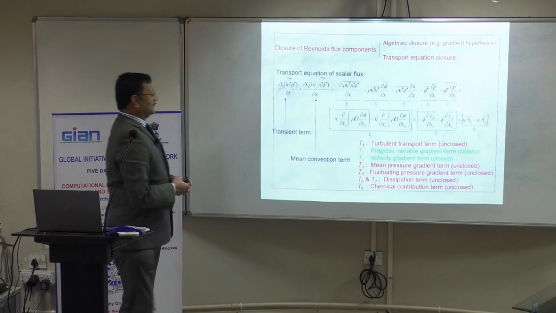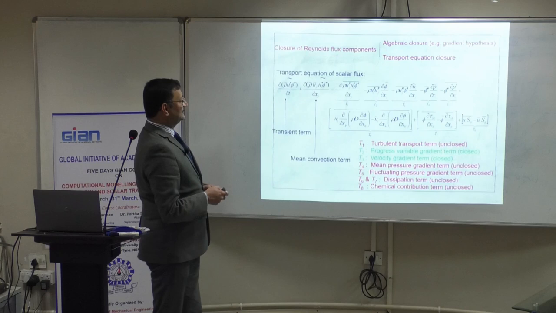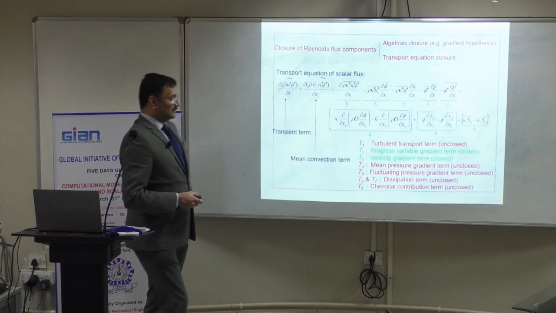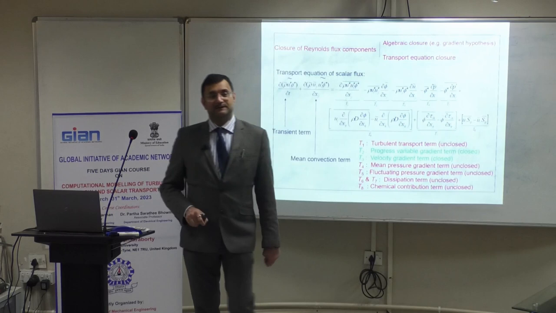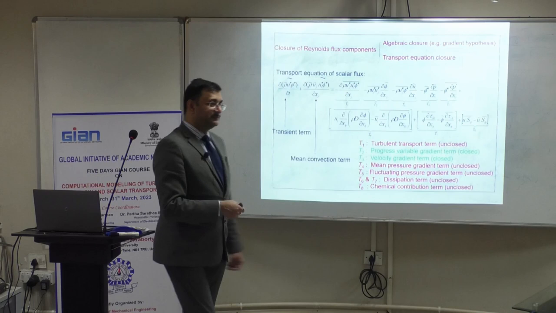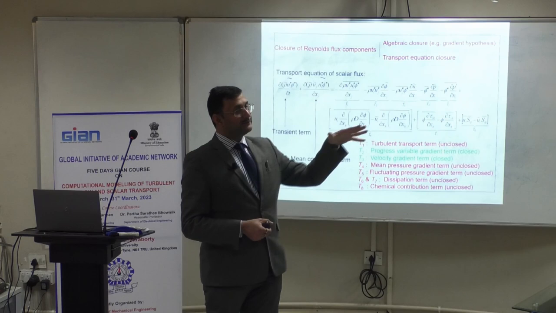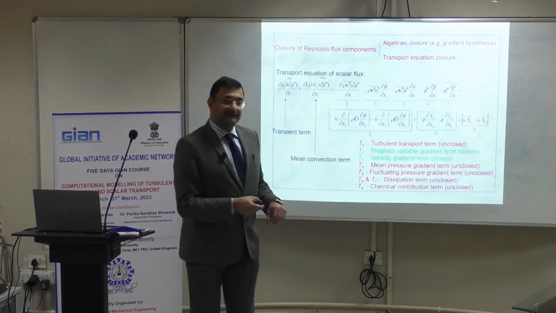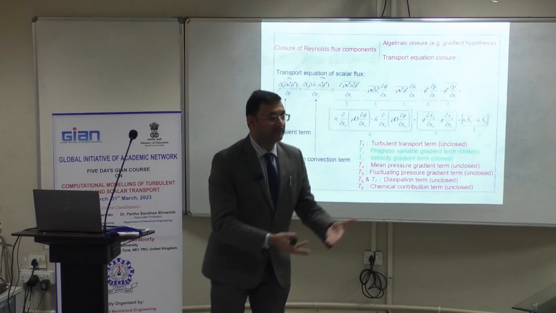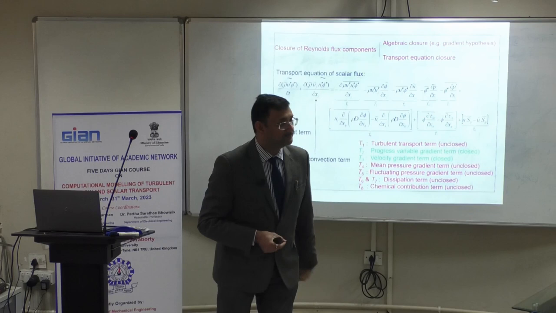Now, we have got T6 and T7. T6 and T7 are all together called the dissipation term. What it means is, if the scalar flux shows gradient type behavior, these two terms together try to bring it down and tend towards counter gradient behavior. If the scalar flux tries to behave in a counter gradient manner, these two terms try to promote gradient type behavior. They just try to oppose. Okay?